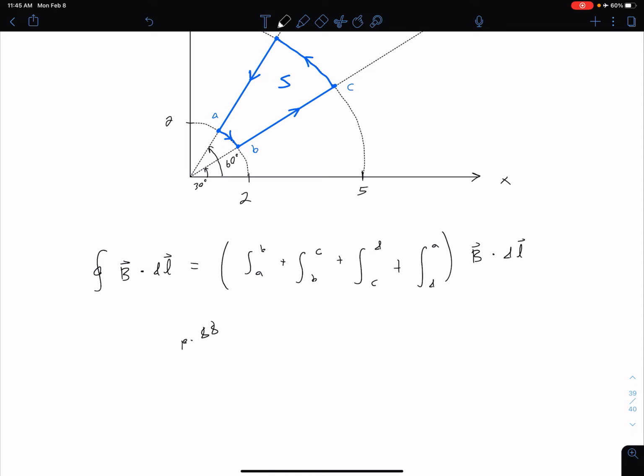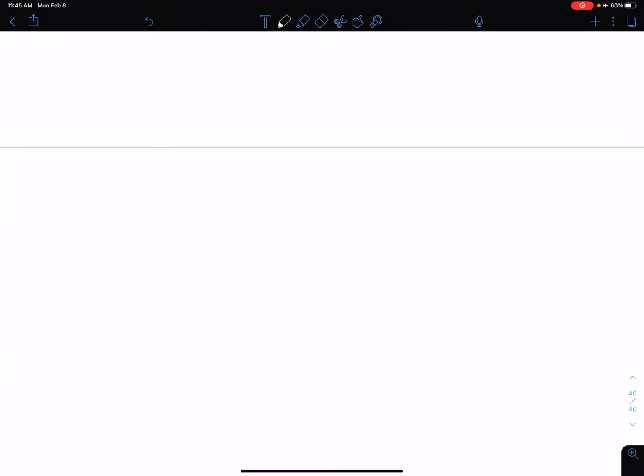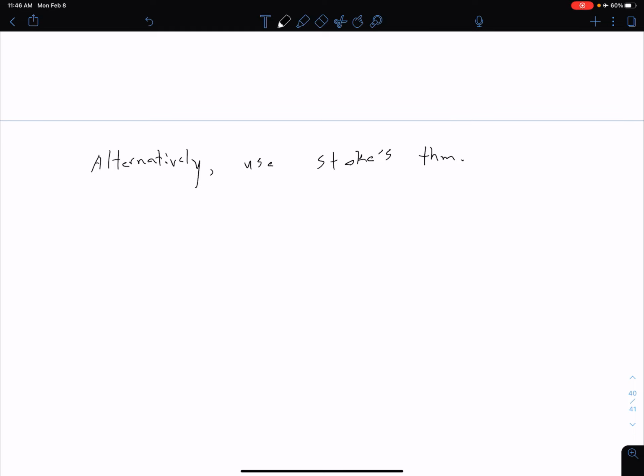But what we can do to make our lives a little bit easier here is use Stokes theorem. Remember what Stokes theorem says: if we want to find the circulation around some path L of B dot dl, that's equal to the surface integral of the curl of B dot dS. So we need to figure out a couple things then.